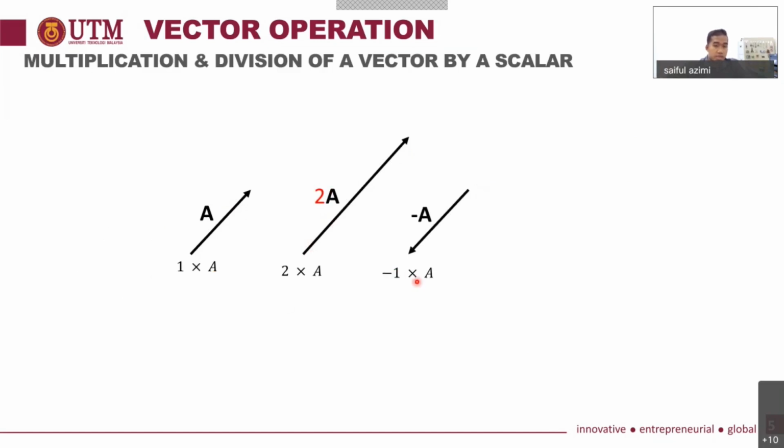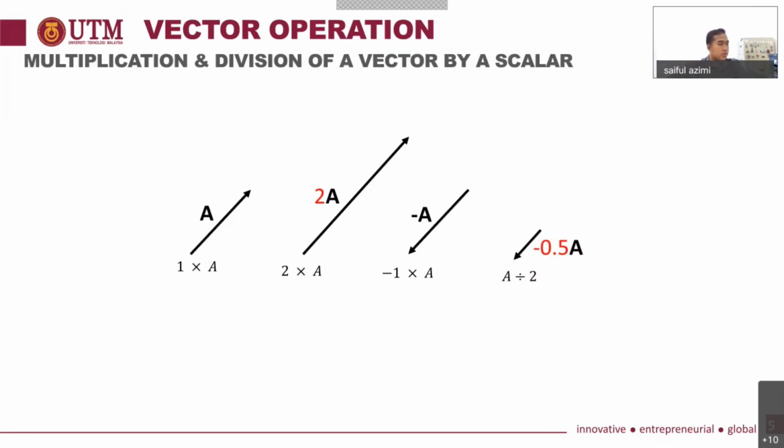So when it is negative, the direction of the vector will change. Right, so it will be in the opposite direction. Okay, so similar to the last example, if we divide this vector A by 2, actually this one is A divided by -2, so it becomes negative 0.5A.